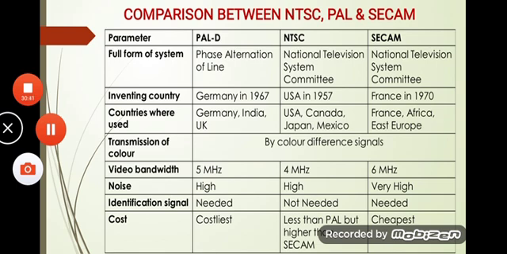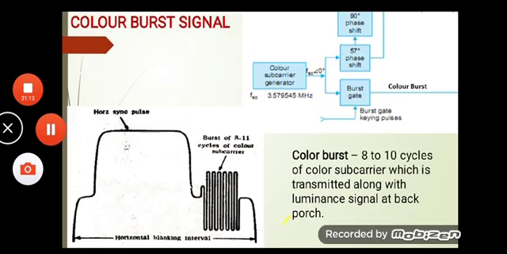Now, for transmission of color, all of them go for transmission of color difference signals. Nobody is transmitting the data R, G and B. Now, as far as video signal bandwidth is concerned, we have 4 megahertz for NTSC because it is a 525 line standard. We have PAL at 5 megahertz and SECAM at 6 megahertz. Then there are cost and identification of the signal, and this is how the comparison of NTSC, PAL and SECAM goes.